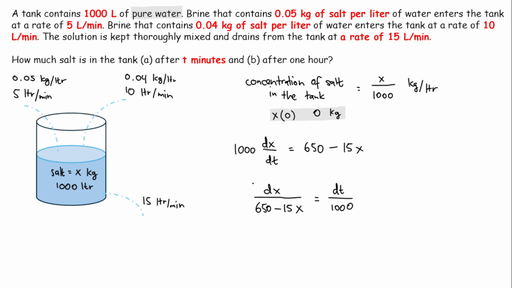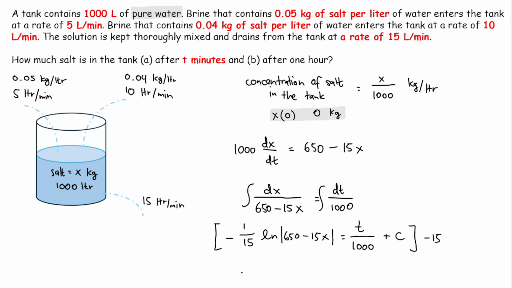And we can integrate both sides, right? So here on the left hand side, we will have minus 1 over 15 natural log of 650 minus 15x. Good. And then on the right hand side, I will have t over 1000. Okay, and then all of that is added by c here. Good. Now let's multiply both sides here by minus 15.